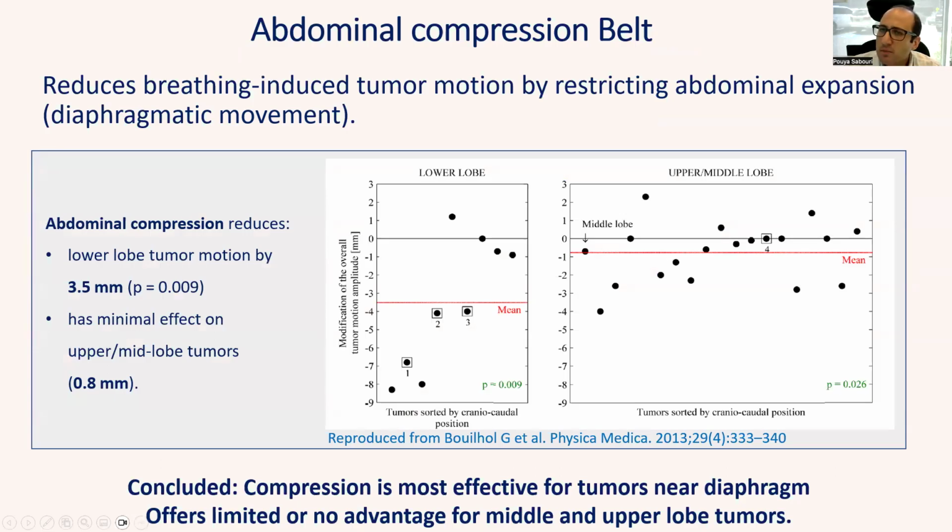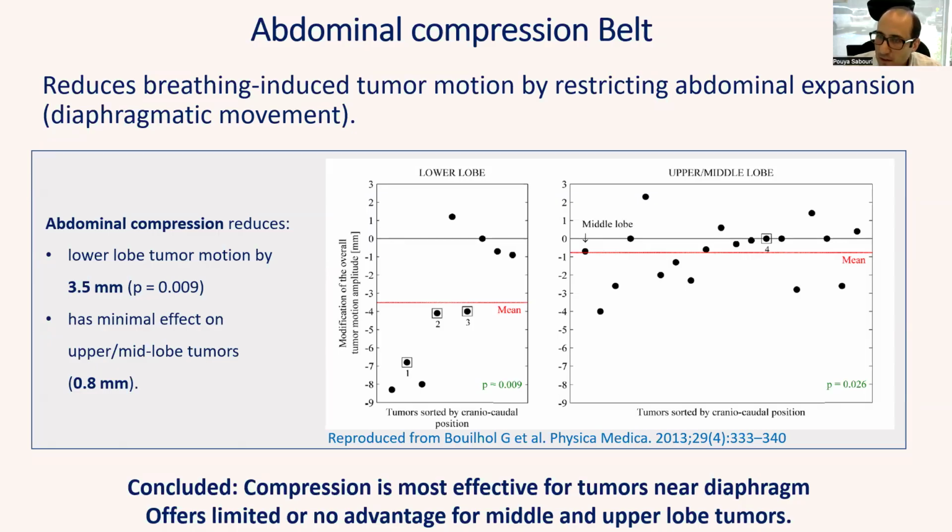So abdominal compression is one of the most common motion management strategies, especially for lung and upper abdominal tumors. The technique aims to reduce breathing-induced tumor motion by limiting diaphragmatic motion, typically using a belt or pressure device over the abdomen. This is data from a French study, which sorted tumors based on the SI location. It clearly shows that compression is most effective for tumors near the diaphragm, where respiratory-induced motion is very pronounced. In contrast, for tumors located more superiorly, where motion is often driven by, say, chest wall or heart or rib movement, you see minimal effect.